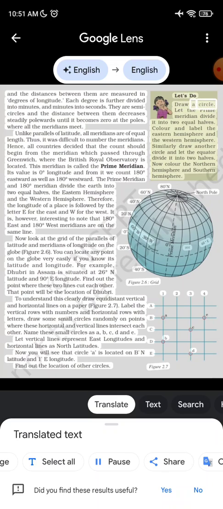Let's do. Draw a circle. Let the prime meridian divide it into two equal halves. Color and label the eastern hemisphere and the western hemisphere. Similarly, draw another circle and let the equator divide it into two halves. Now color the northern hemisphere and southern hemisphere.